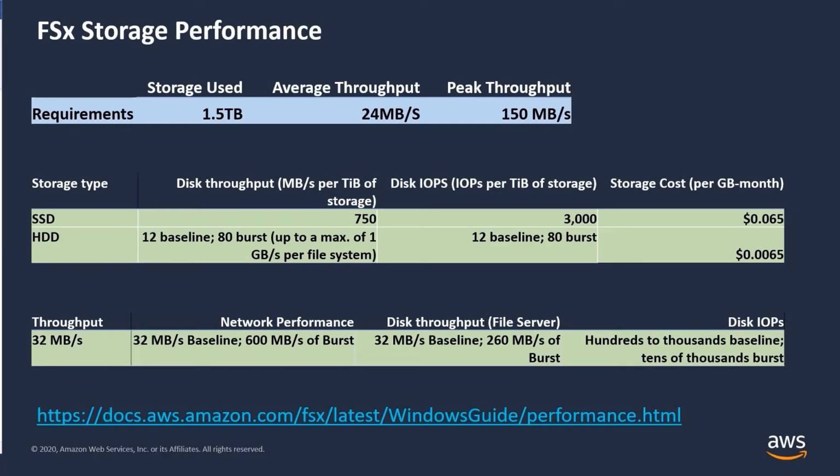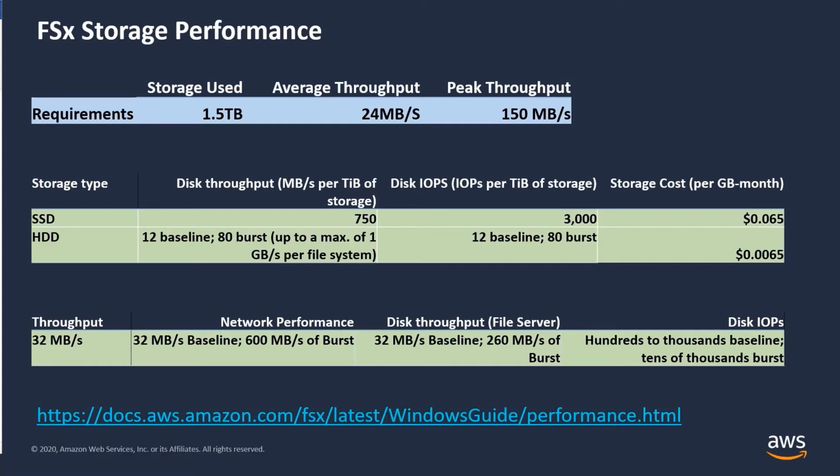Now that we know the storage requirements, let's go through how we choose what to pick. SSD has very high performance characteristics with a baseline of 750 megabytes per second per terabyte of storage, and hard drive provides a 12 megabytes per second baseline with 80 megabytes per second burst per terabyte, but at a significant cost reduction. Given this information, we know that a 2 terabyte hard drive volume will meet the requirements of 24 megabytes per second baseline and 150 megabytes per second burst.